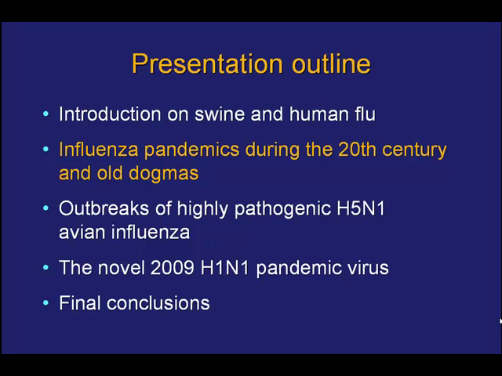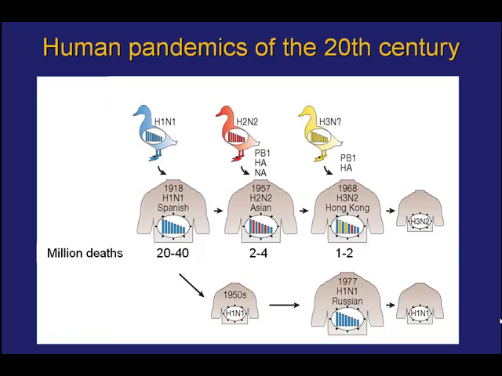So we will now have a look at the pandemics of the 20th century, and there have been three. The so-called Spanish flu of 1918 was caused by the H1N1 virus that we have just seen. It has remained in the human population for a very long time. It temporarily disappeared in the 1950s and was reintroduced in 1977, but this Spanish virus is still a far ancestor of the current seasonal viruses.